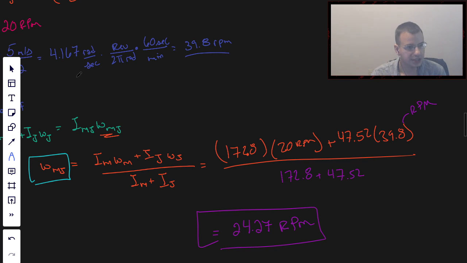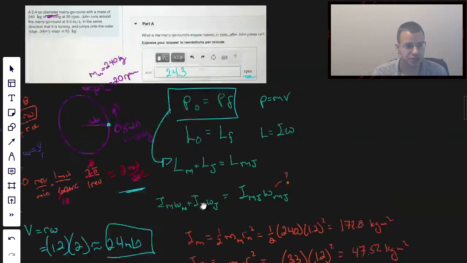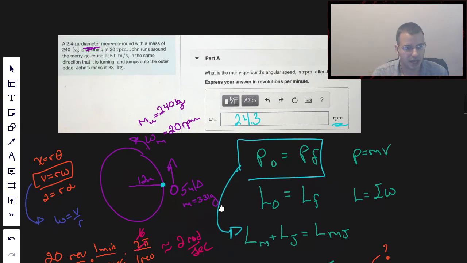So this one can be a bit confusing, but once you understand the concepts, I think it's pretty reasonable. So I hope that helped with understanding this problem.